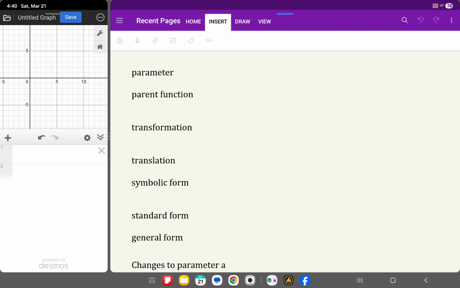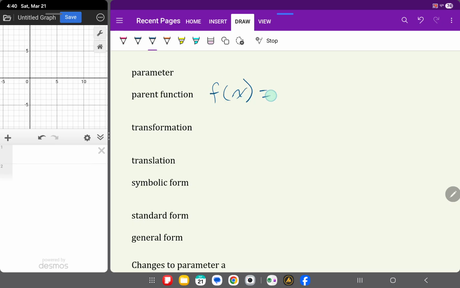So parent function, that is our most basic function, our basic parent graph. Our parent function in this case, since it's exponential, is f of x equals a. Well, actually, they will say that a is 1, and then times b, which would be whatever our base is, and our lowest base would be 2. So normally it's f of x equals base raised to the x power.